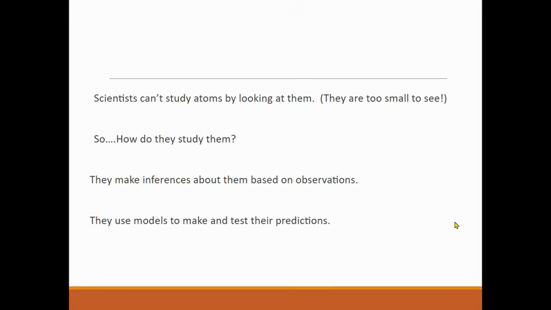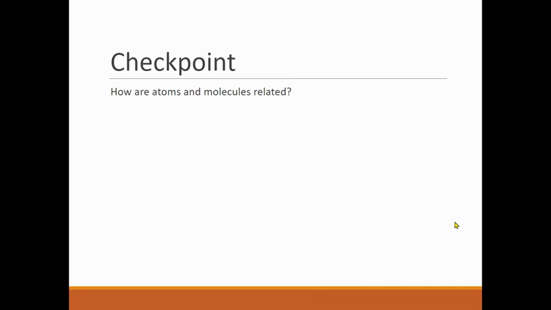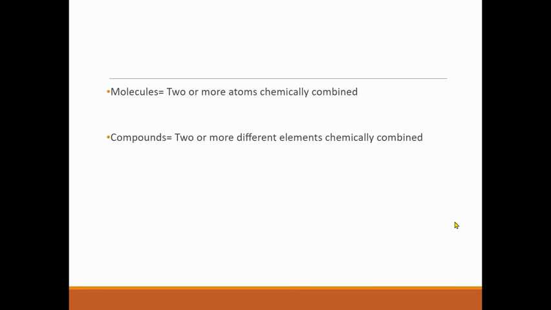Well, scientists can't study atoms by looking at them. They're really just too small to see. So, how do they study them? Well, they make inferences about them based on observations, and they use models to make and test their predictions. How are atoms and molecules related? Molecules have two or more atoms chemically combined. Compounds are two or more different elements chemically combined.